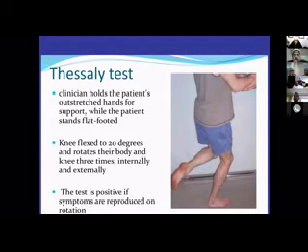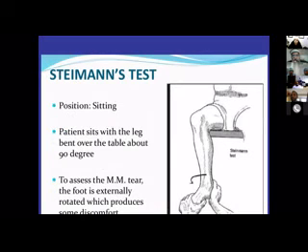Thessaly test is when the patient is standing on a single leg stance. The examiner holds the patient with both hands so it doesn't fall. The knee is partially bent and the patient rotates internally or externally, and any signs of pain are predictive of a meniscal tear. Again, a Steinmann's test where the patient is sitting on the edge of the bed or chair, the knee bent at 90 degrees, and the examiner rotates the tibia externally or internally, producing pain.